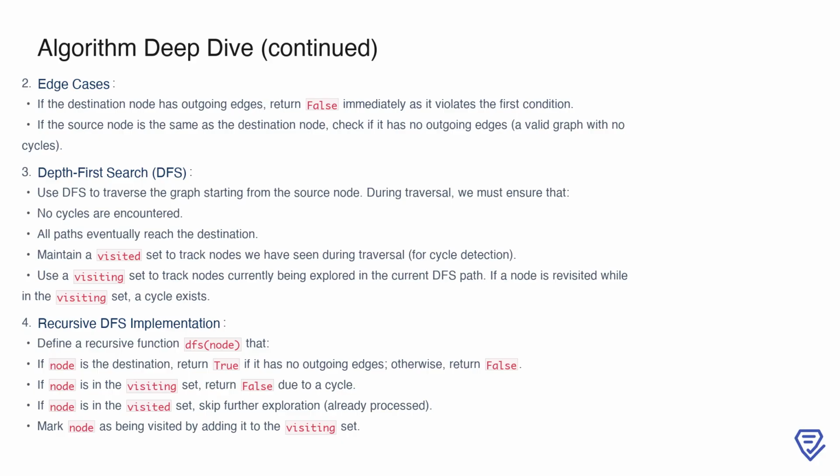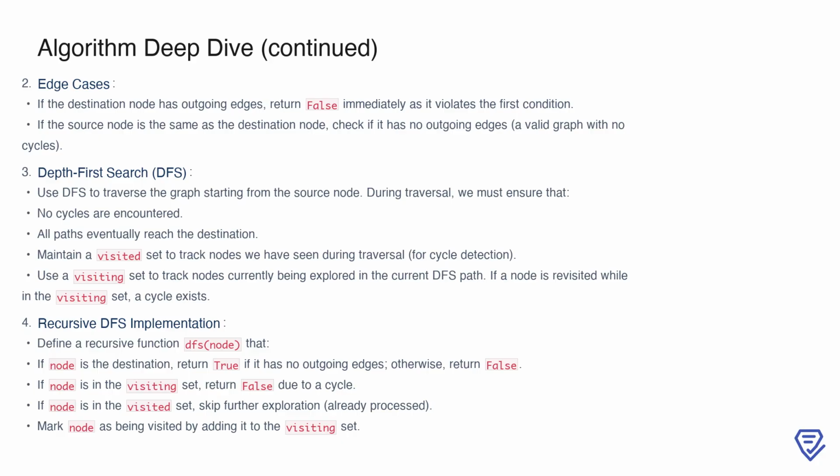Once we represent the graph, we need to handle some edge cases. If the destination node has any outgoing edges, we can immediately return false because it violates the first condition of the problem. Similarly, if the source node is the same as the destination node, we must check if it has no outgoing edges to determine if this special case still forms a valid graph.